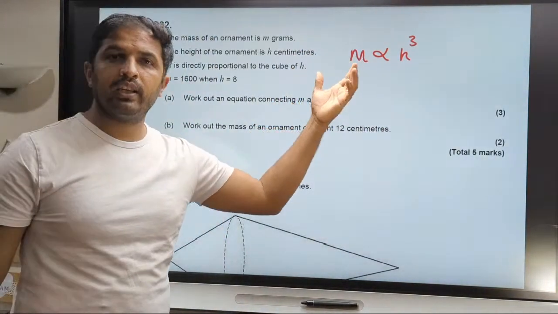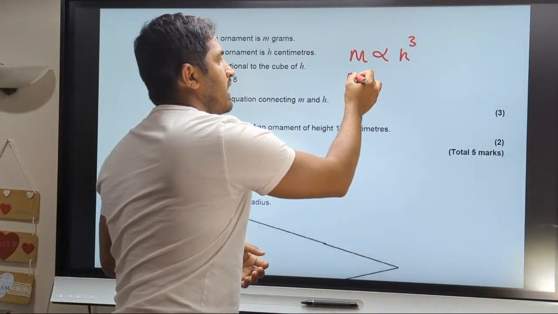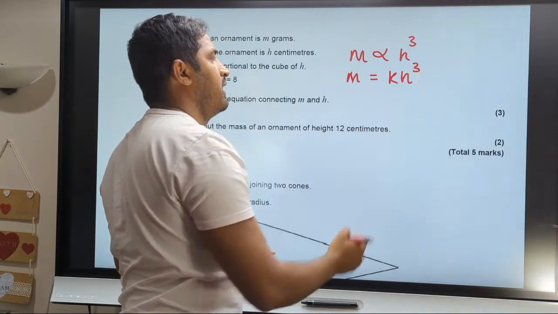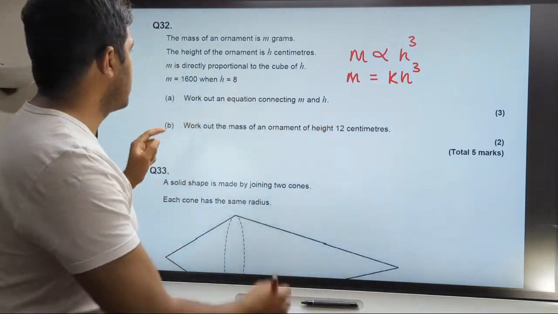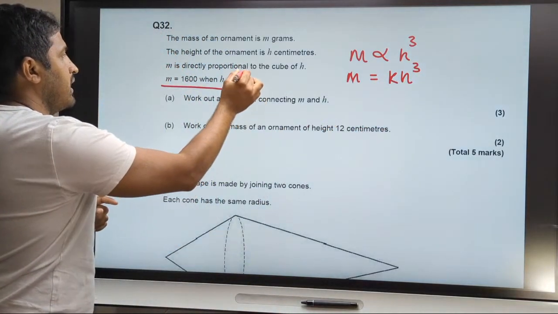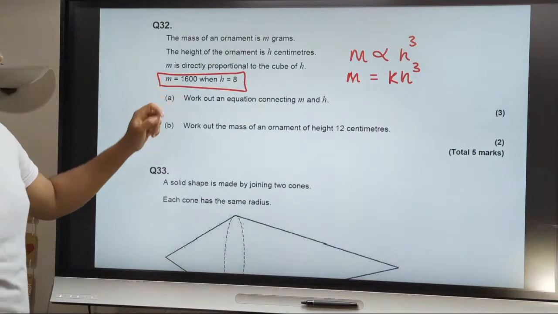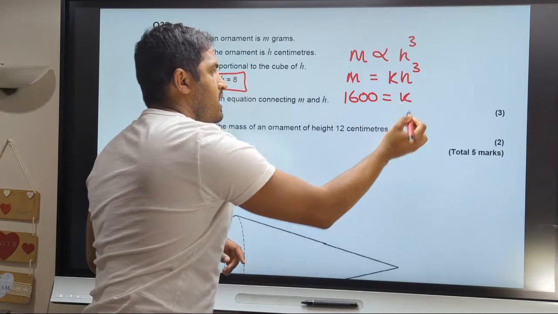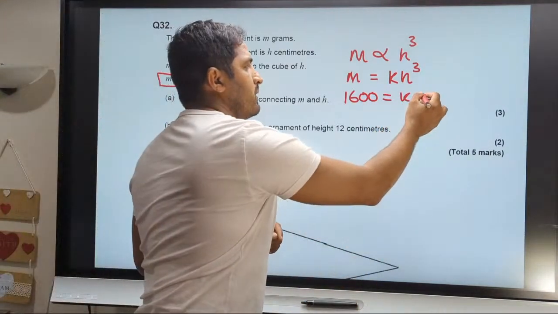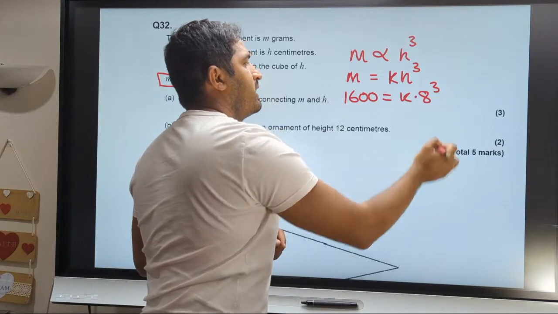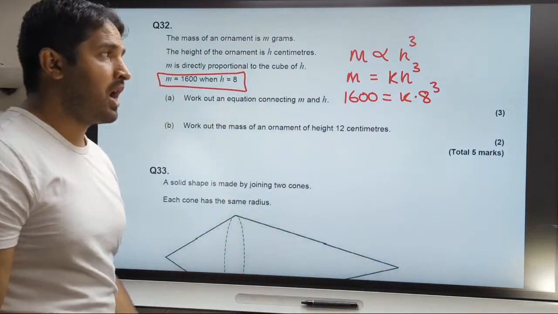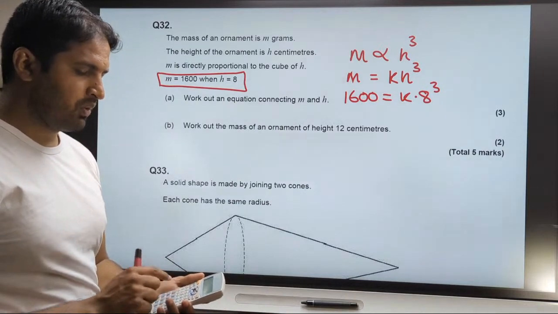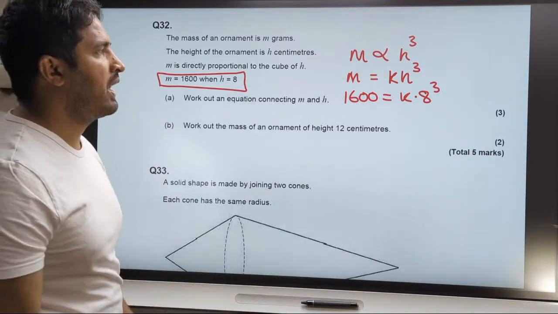If you want to change that into an equation, we can write m equals k times h cubed. Now we can work out the value of k by using the fact that we've been given. When m is 1600, we write that down: 1600 equals k times h, which is 8, so we're doing 8 cubed. K times 8 cubed. Now we don't know how to do it in our head, so I'm just going to put in that 8 cubed is equal to 512.